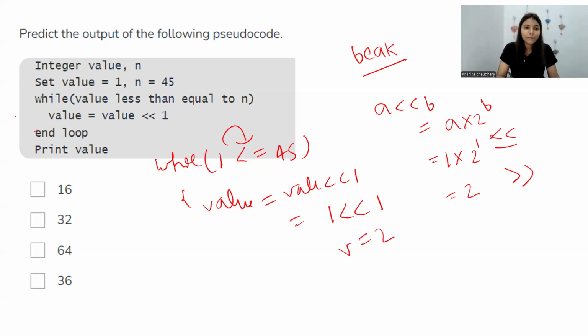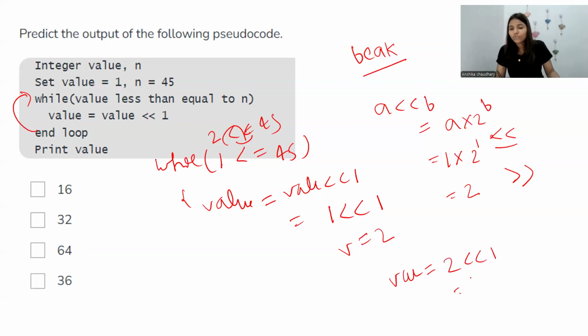Again, we will go here and check the condition. This time we have value as 2. 2 is less than equals to 45. Yes, once again the condition is true. So we will modify the value again: value left shift 1. The latest updated value was 2, so 2 left shift 1 is 2 into 2 raised to the power 1, so it will become 4. Now the updated value of value is 4.